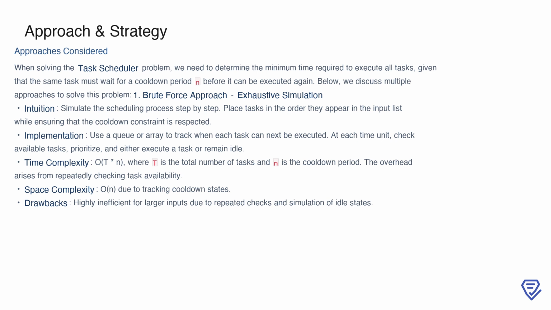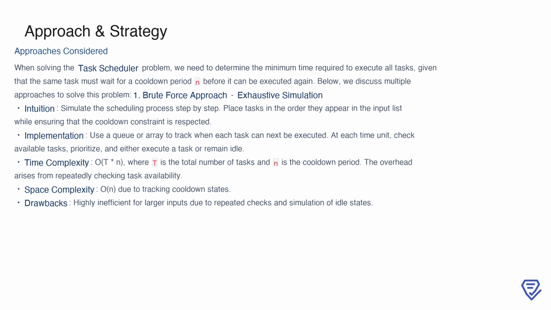This can be implemented using a queue or array to track when each task becomes available. At every time unit, we check which tasks are eligible to run, prioritize them, and then either execute one or remain idle if no tasks are ready. However, this approach has significant drawbacks. Its time complexity is O(T*n), where T represents the total number of tasks, and n is the cooldown period. This inefficiency arises because we repeatedly check task availability at every step. Additionally, the space complexity is O(n), due to the need to track cooldown states.